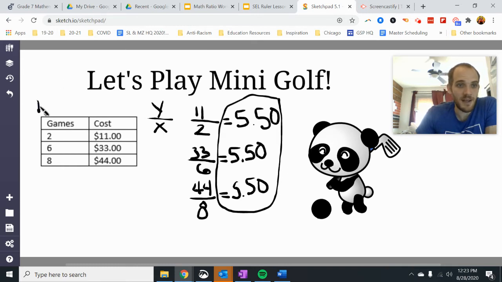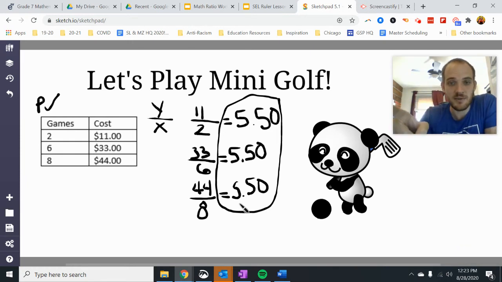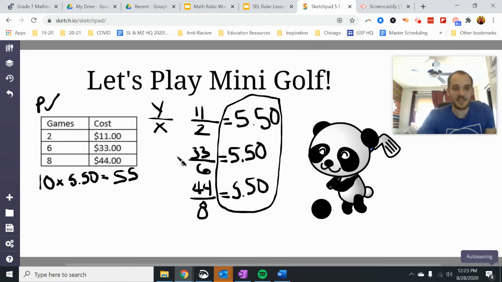So I might put like a P check next to this table. What that means is that I can solve new problems. Because it's proportional, I know that every game costs how much? $5.50. So if I wanted to play 10 games, I could take 10 and I could multiply it by what? $5.50, and that would tell me that 10 games would be $55.